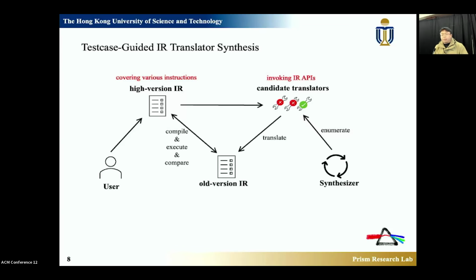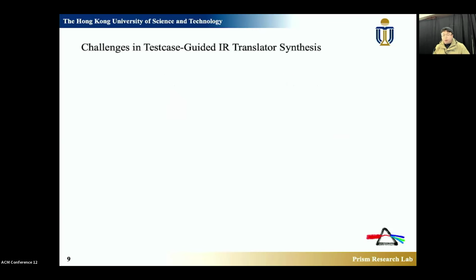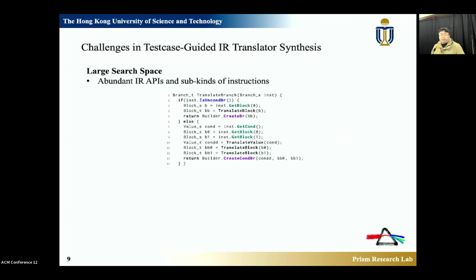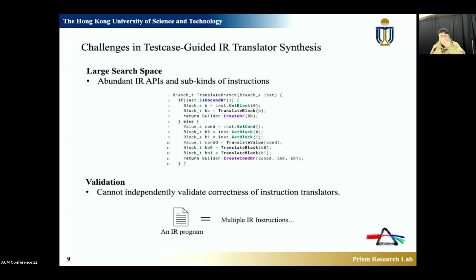But in our problem setting, we still need to face several challenges. Firstly, abundant IR APIs and subkinds of IR instructions pose a large search space. Even if we consider the branch instruction in this example, we actually need to consider two subkinds. And also, we need to select proper IR APIs to achieve this translation. And also, when we use the IR programs as test cases, we cannot independently validate the correctness of the instruction translator because a single IR program always consists of multiple instructions. So how to do the fault localization during the synthesis process? This is also a big problem.